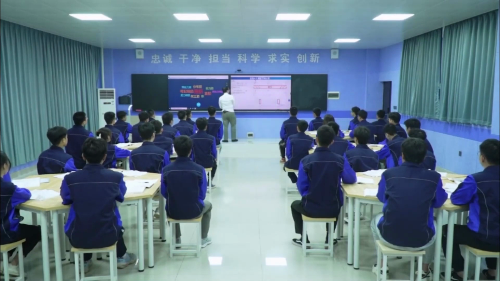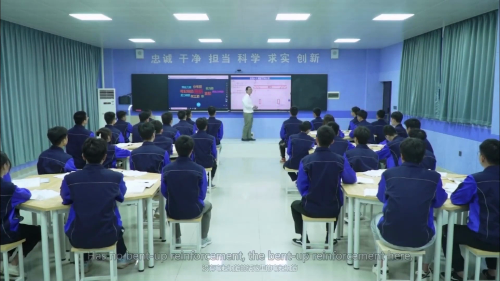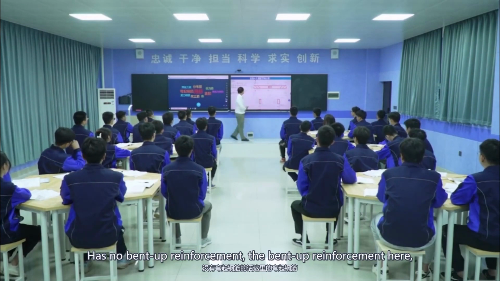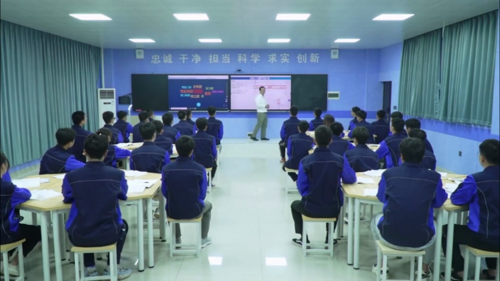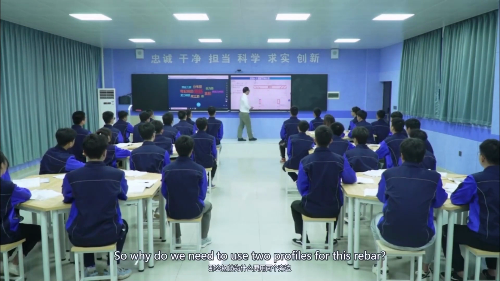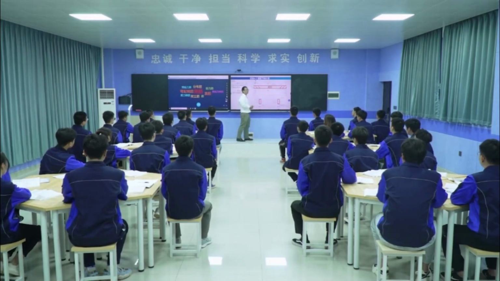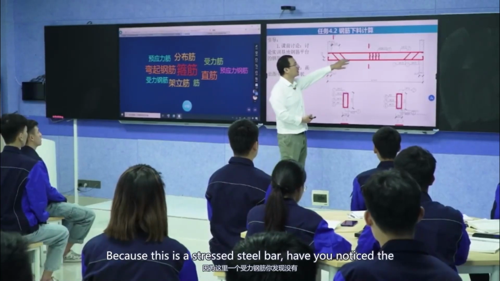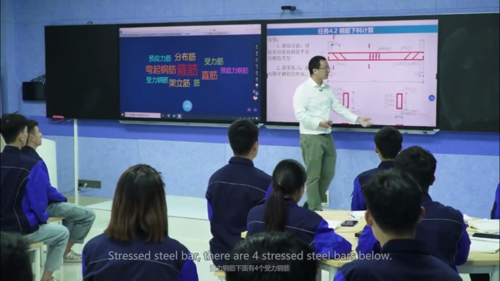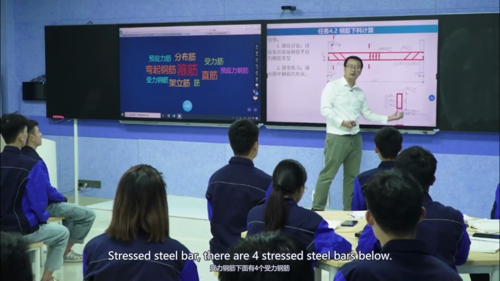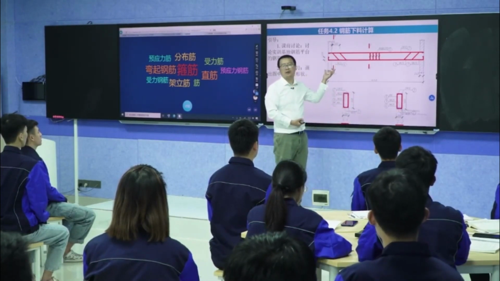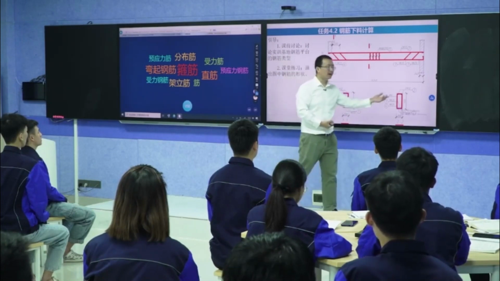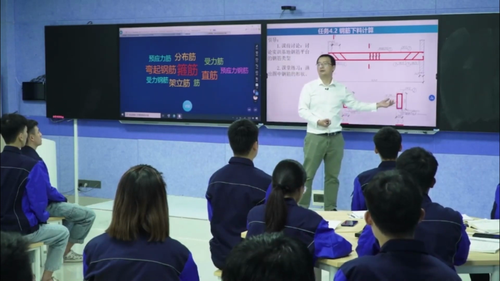In fact, if this rebar has no bent-up reinforcement, the bent-up reinforcement here, then we can just use one profile. So why do we need to use two profiles for this rebar? Because this is a stressed steel bar. Have you noticed? There are 4 stressed steel bars below. It changes here. If we just make one profile, it can't reflect such changes, right?